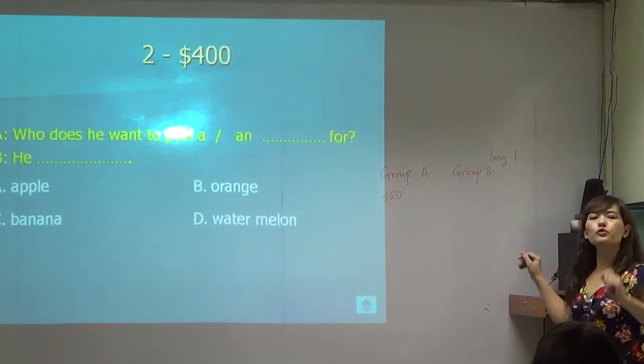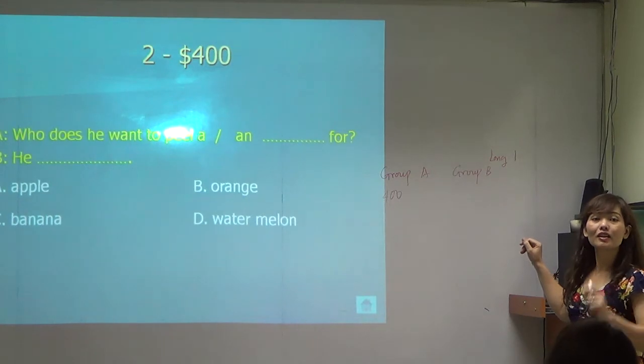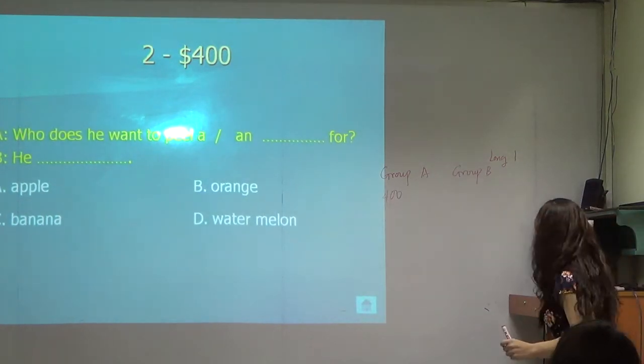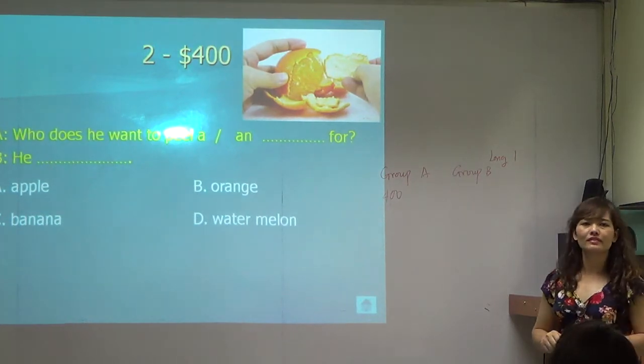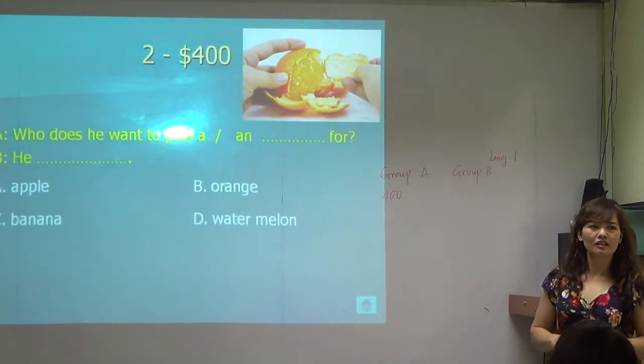Okay, so what do you choose first? Orange? Orange. Orange, let's check. Oh, good job. Ask an answer, please. Who does he want to be an orange ball? He wants to be an orange ball. He's white. Okay, that's it.